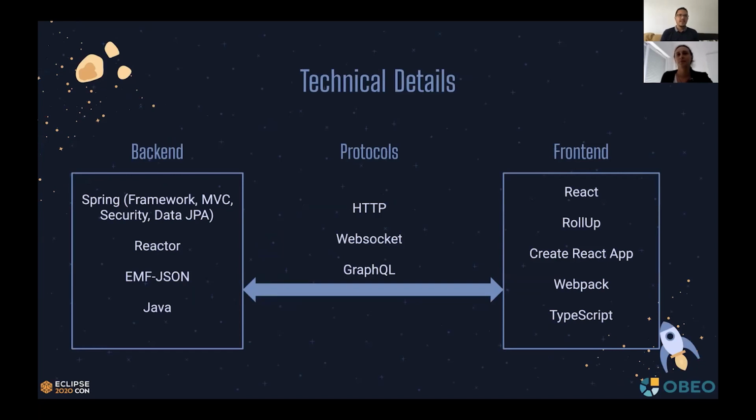So on the back end, Sirius Web relies on Java, Spring, Reactor, and EMF JSON, for example. On the front end, we are using technologies such as React. And between the two, we are communicating using HTTP and WebSocket connection, thanks to a GraphQL API.